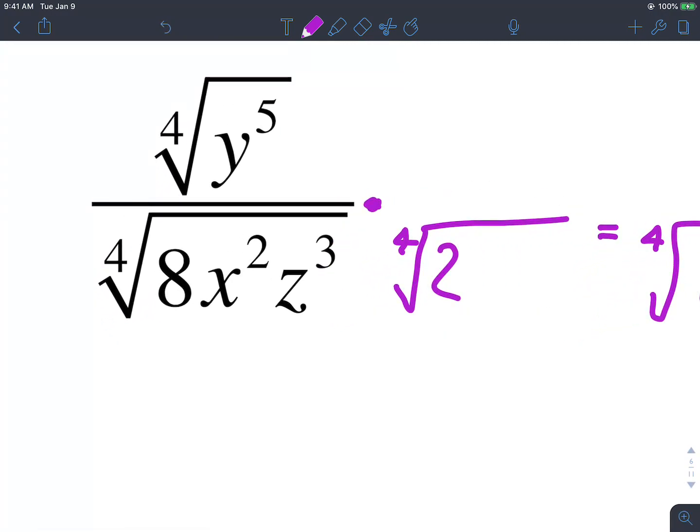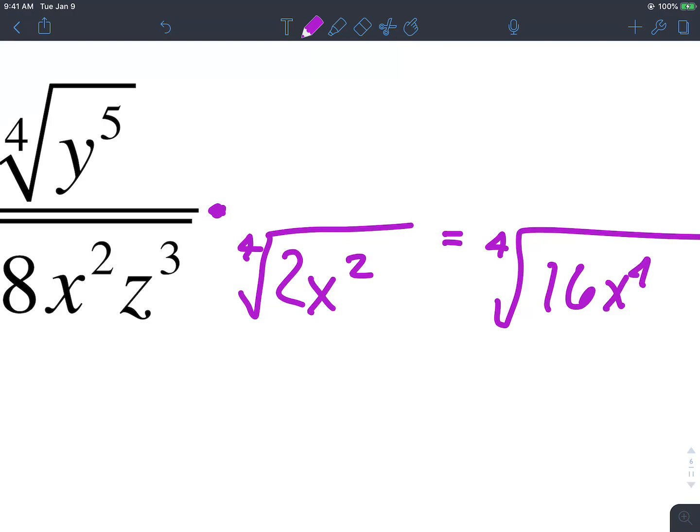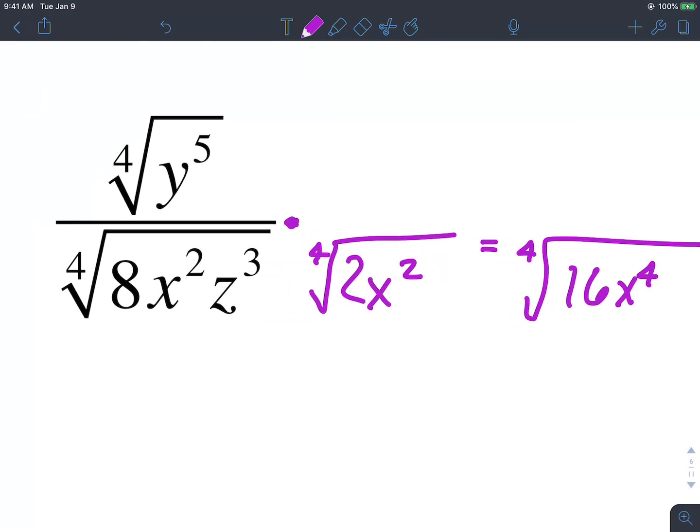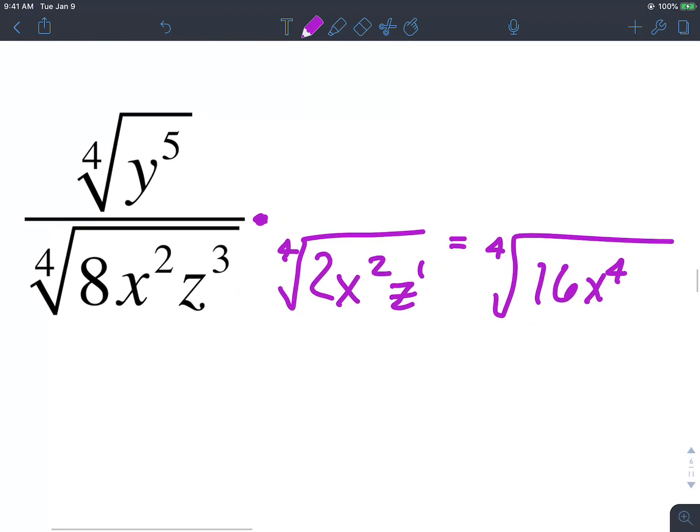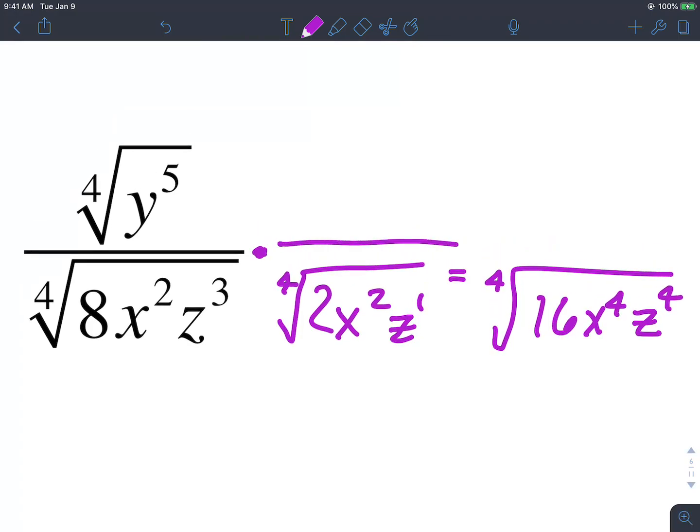Now we need to handle our variables. We have x squared. If I multiply by another x squared, I would get x to the fourth. We can do the fourth root of that. If you have z cubed right here, if I multiply by one more z, z to the first, it's going to get you z to the fourth. And you can do the fourth root of that. All right, and then whatever you multiply the bottom by, you got to do the same thing in the top. You got to multiply the top by the fourth root of 2, x squared, and then z to the first.